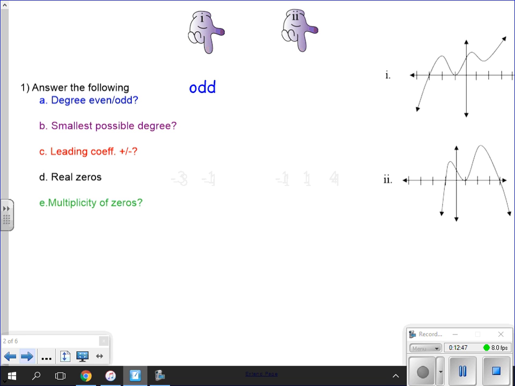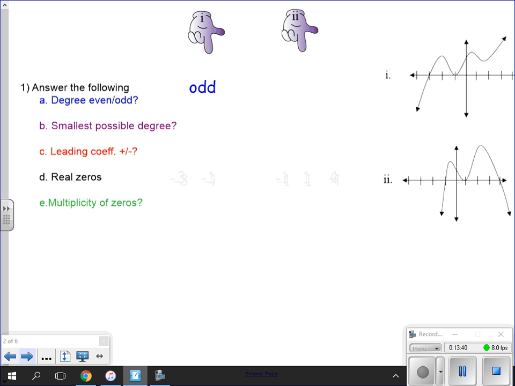Now, what is the smallest possible degree? So the highest power in your polynomial, what's the smallest that value could be? Maximum number of maximums and minimums: it has to be one more than what we have for that. So how many maximums and minimums do we have there? We have four. One, two, three, four. Two maximums, two minimums. So our degree has to be one more than that at the minimum, because the maximum number of maxes and mins is one less than the degree.